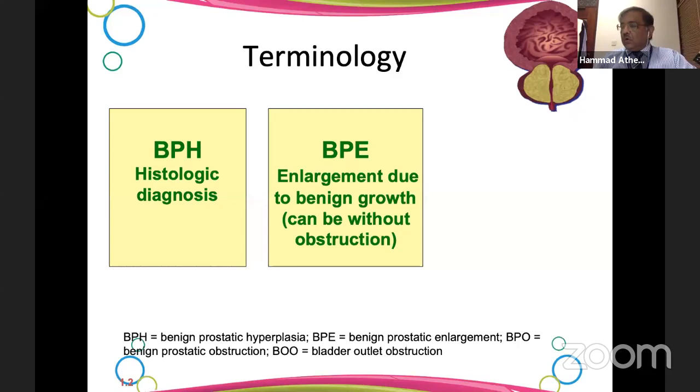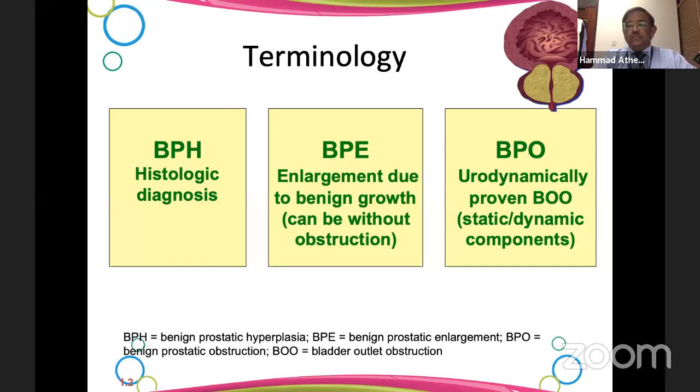BPE stands for benign prostatic enlargement. Now, enlargement can be associated with obstruction, or it may not be associated with obstruction. The third terminology which is commonly used is BPO, and BPO stands for benign prostatic obstruction, and this obstruction is urodynamically proven. So that's an important point, and one should remember that.